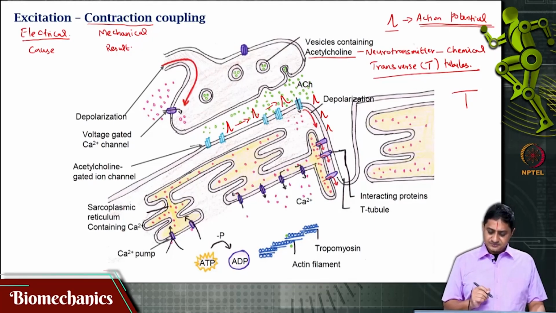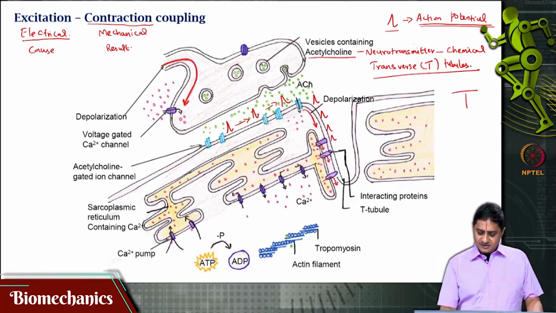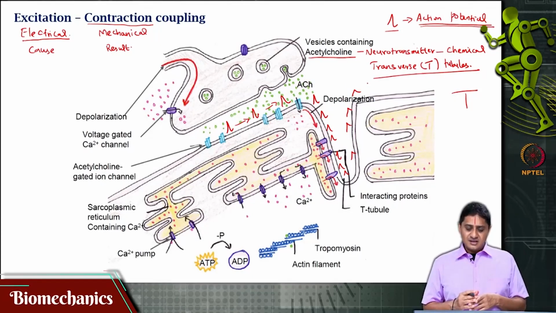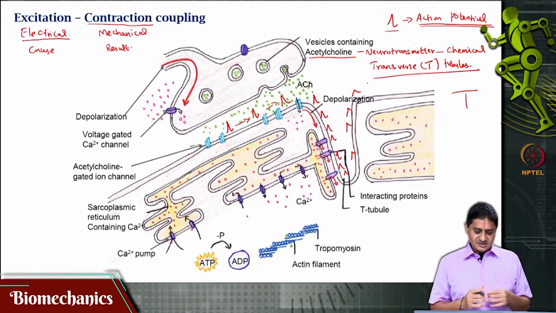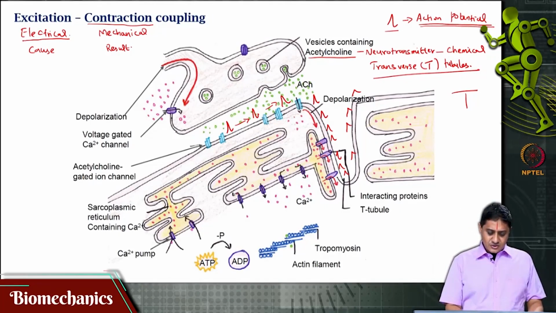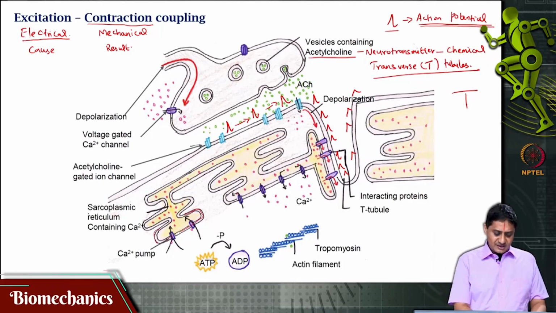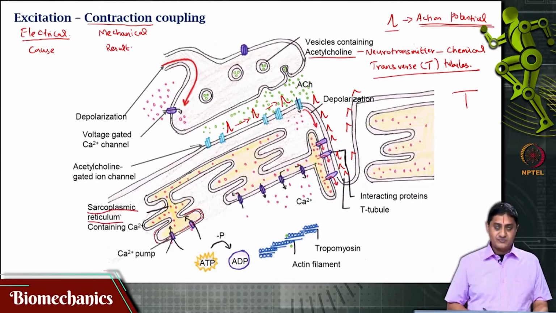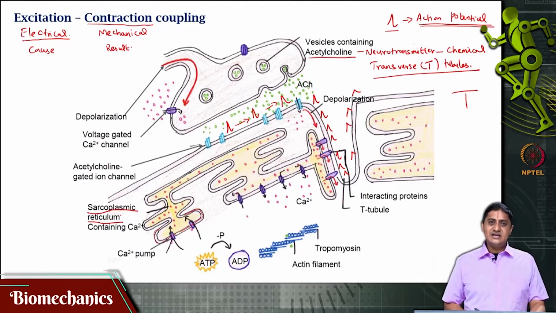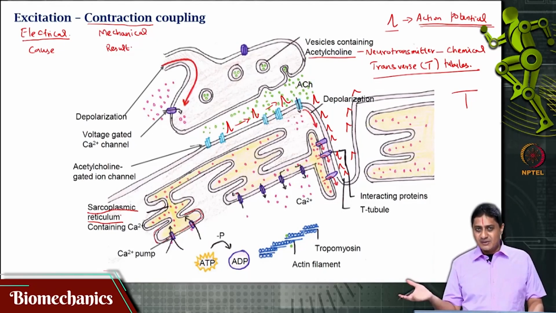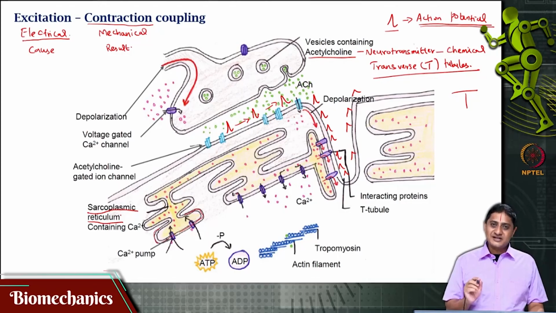So, these T tubules are present, which also conduct this pulse, and very close to it there is the so-called sarcoplasmic reticulum. This is the equivalent of the endoplasmic reticulum, but found in the muscle cell. Endoplasmic reticulum in the general animal cell, when specialized to the muscle cell, is called the sarcoplasmic reticulum.